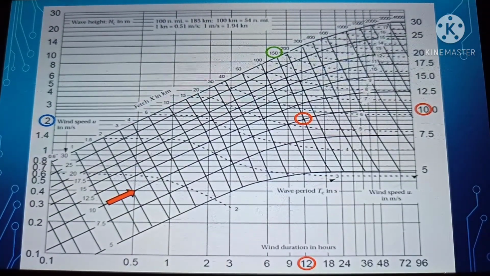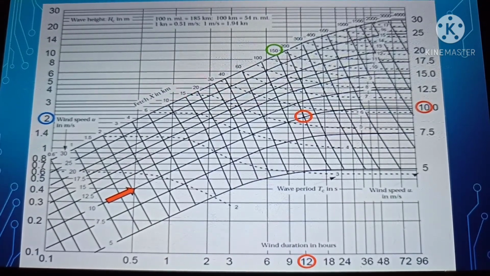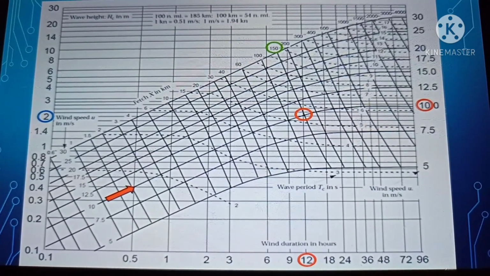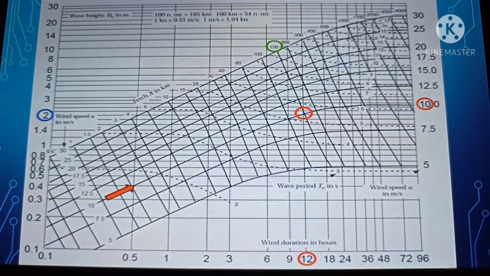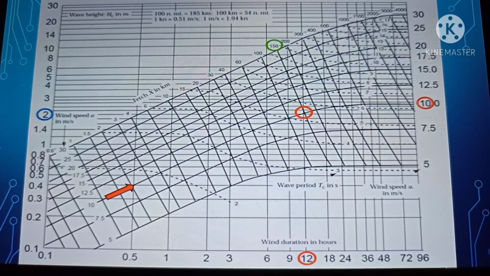Here is the graph. As you can see, all the data given in the previous slide is being plotted here.